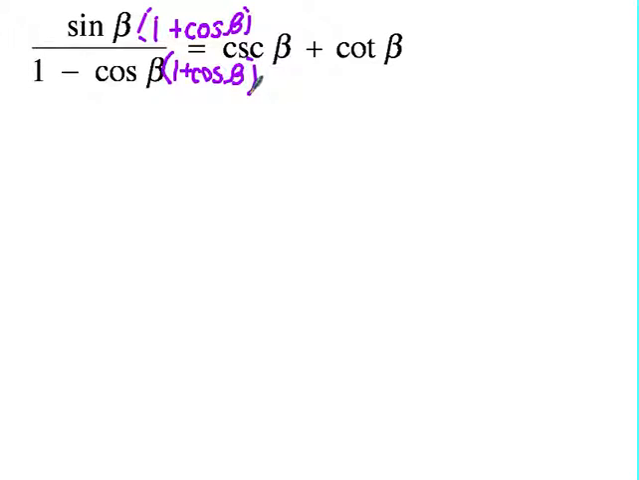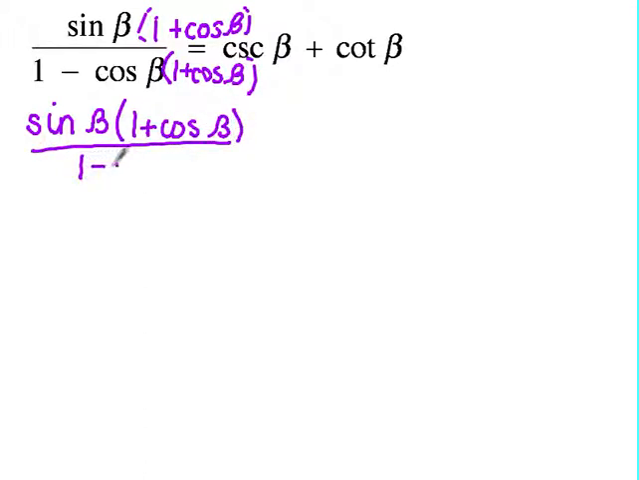On the top, you're going to end up having sine of beta times 1 plus cosine beta. On the bottom, you're going to have 1 minus cosine squared beta. Remember, we get that because they're conjugates, so all you have to multiply are the first and the last. So that's going to equal cosecant plus cotangent.